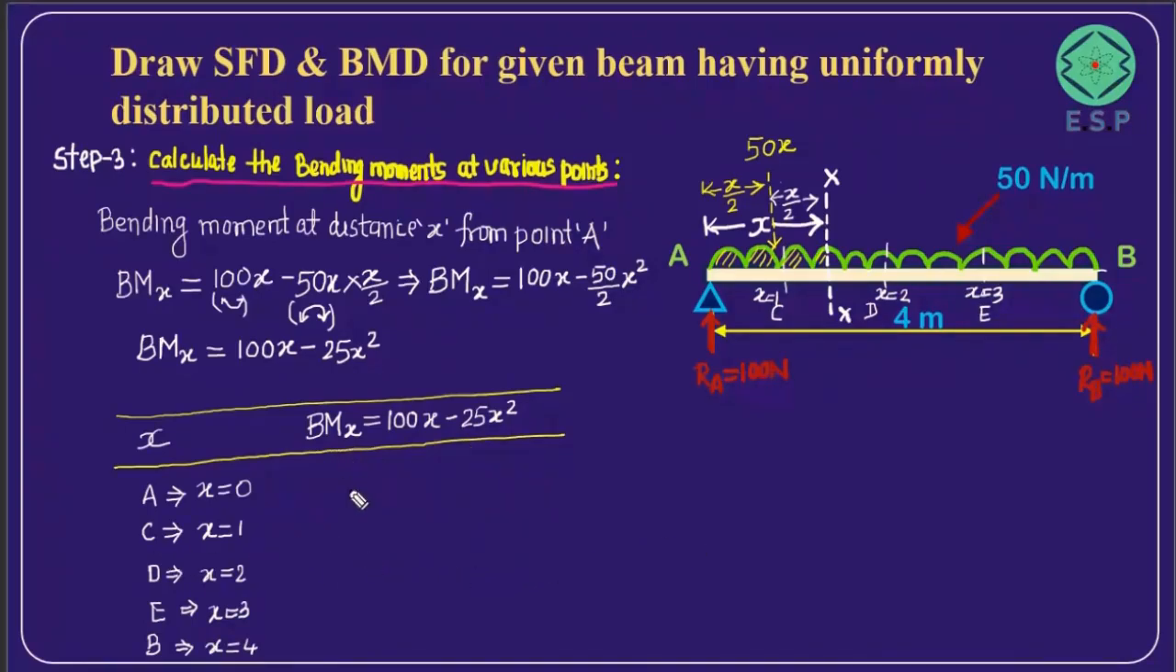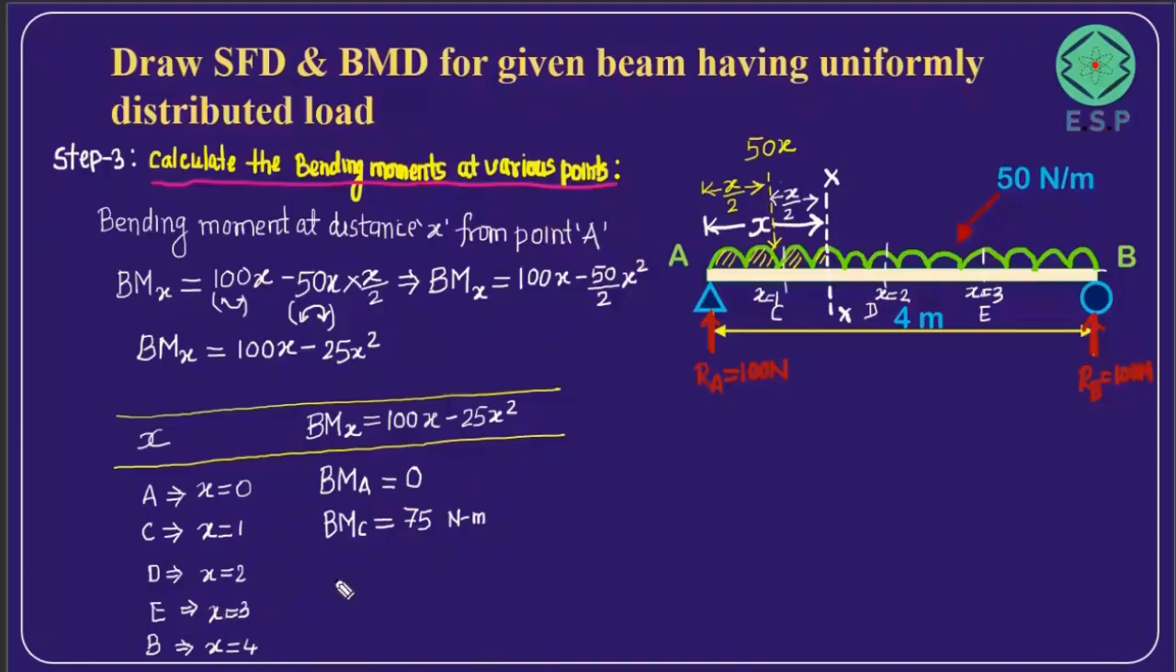So the bending moment at point A is going to be, if I put x equal to 0, the whole value is going to be 0. When I put x equal to 1, that is the bending moment at point C, so we'll have 100 into 1 minus 25, and that is going to be 75 Newton meter. 100 into 1 is 100, 25 into 1 is 25, so 100 minus 25.